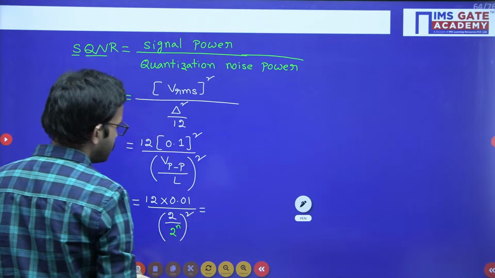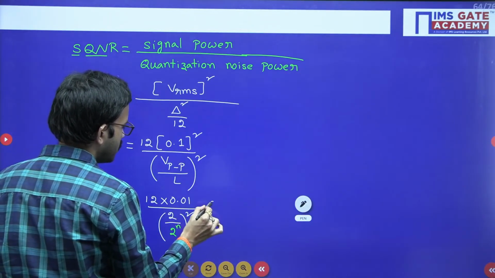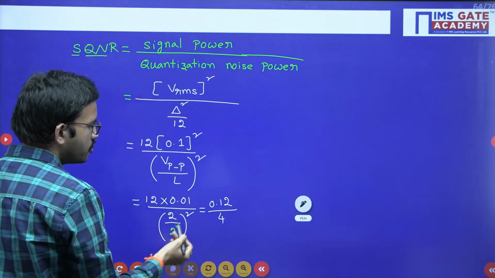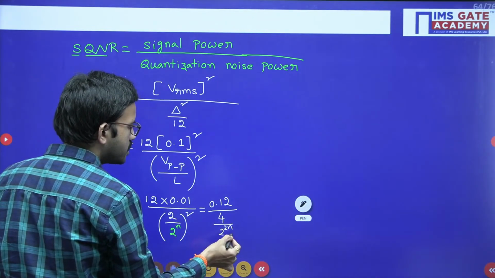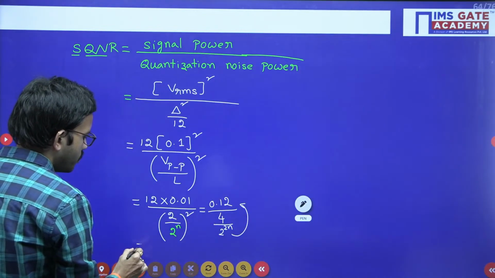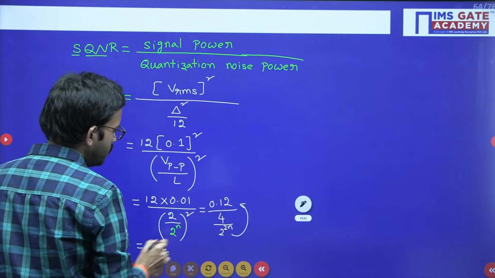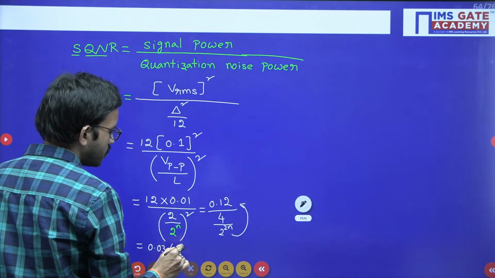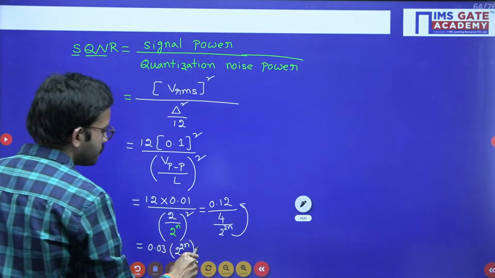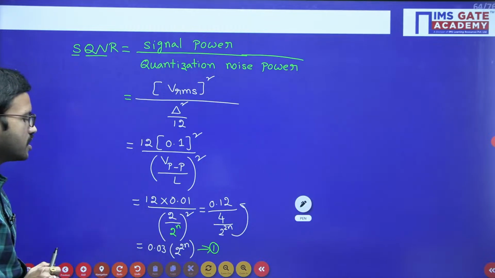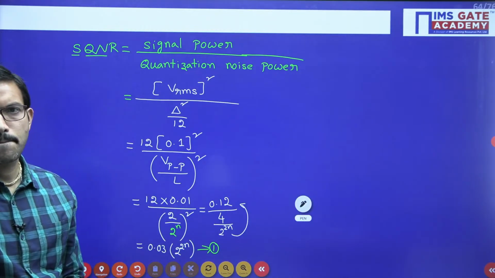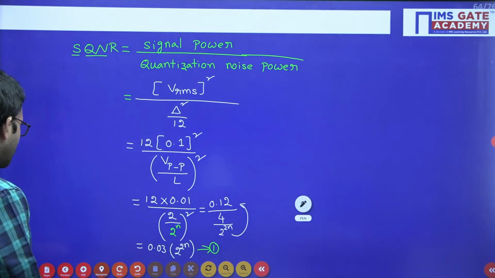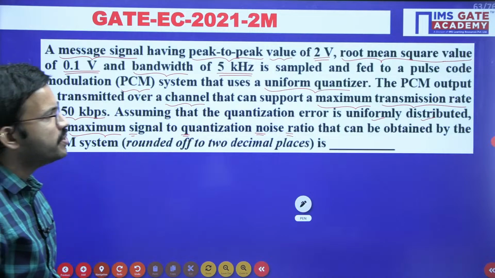So from here what you will get, 12 into 0.01 you can write as 0.12, divided by 2 squared, which is 4. This 2 power n whole squared is nothing but 2 power 2n, and this term will come into the numerator, right? So you can write 0.03 into 2 power 2n. You can assume this is equation 1. So regarding SQNR, we got the equation 0.03 into 2 power 2n, right? Once you know the n value, if you substitute the n value, from there you will get the SQNR. But in this question, have they given the number of bits directly anywhere?